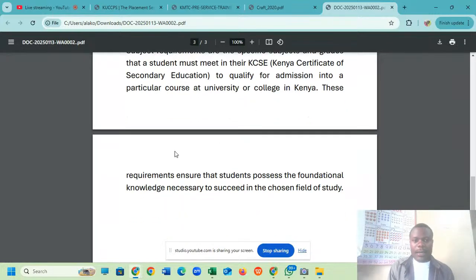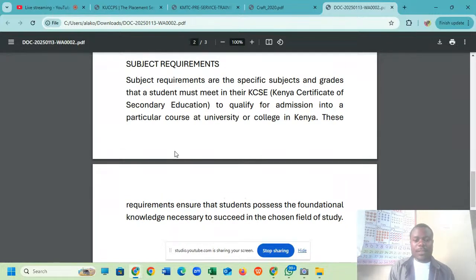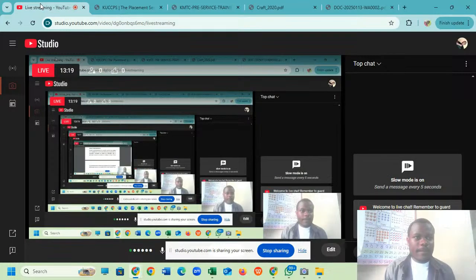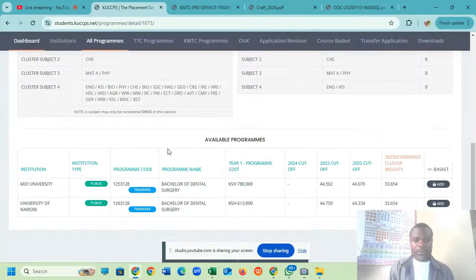So to become a high school teacher of sciences, they'll put specific subjects. For example, they can say for you to be a high school teacher of education science, you are supposed to have a C plus in mathematics. So if you don't have a C plus in mathematics, that's over. You will not be able to apply to become a teacher of high school in education science.